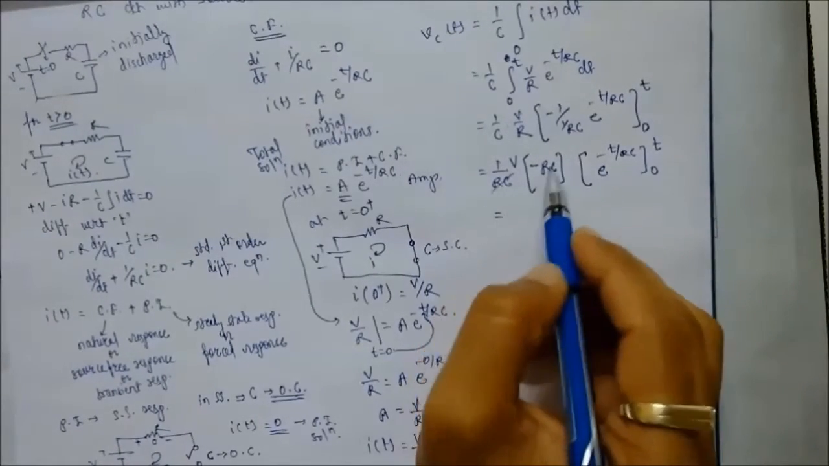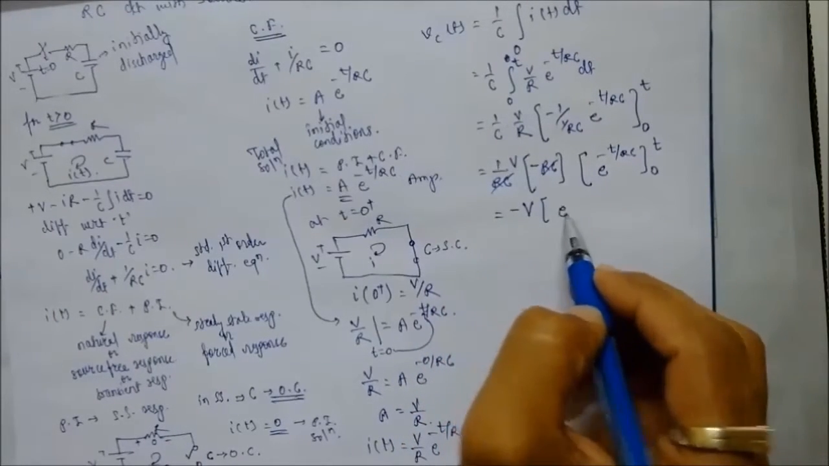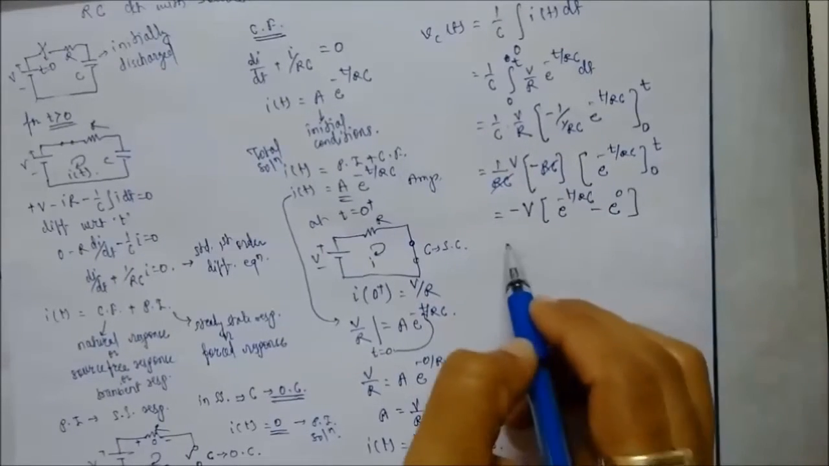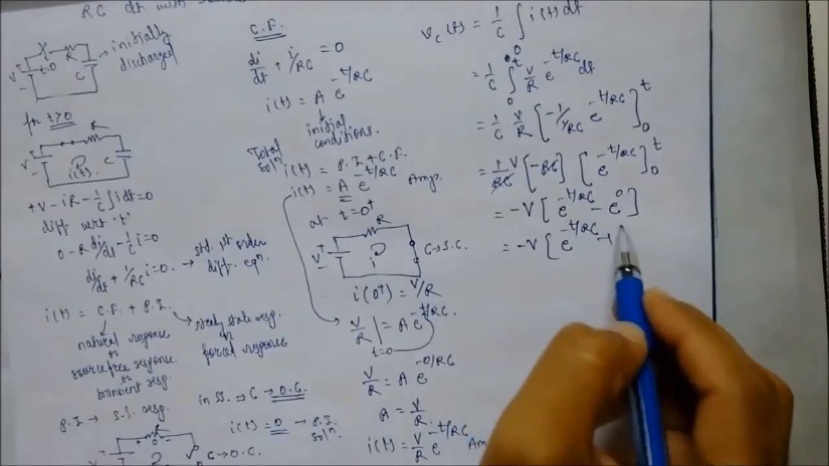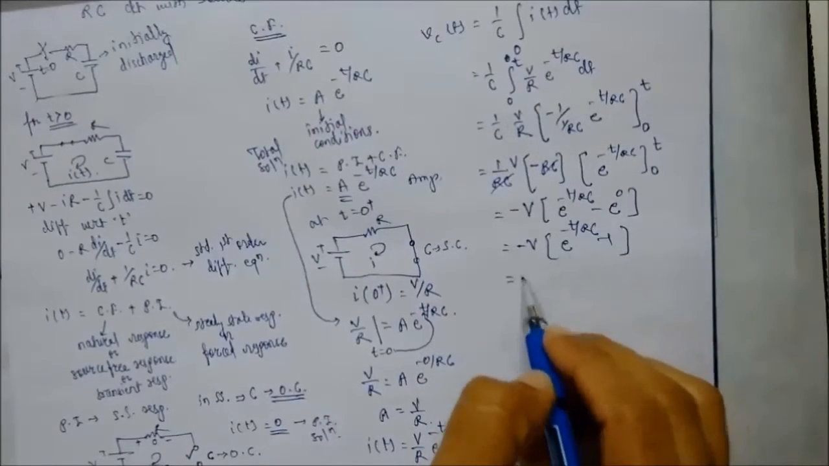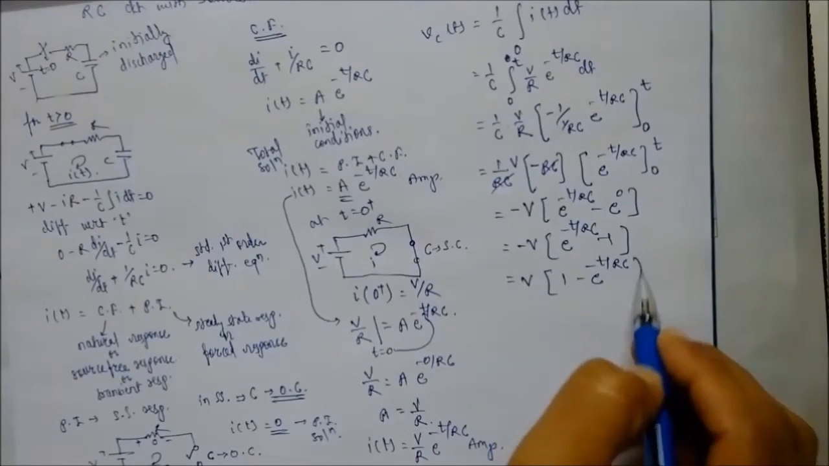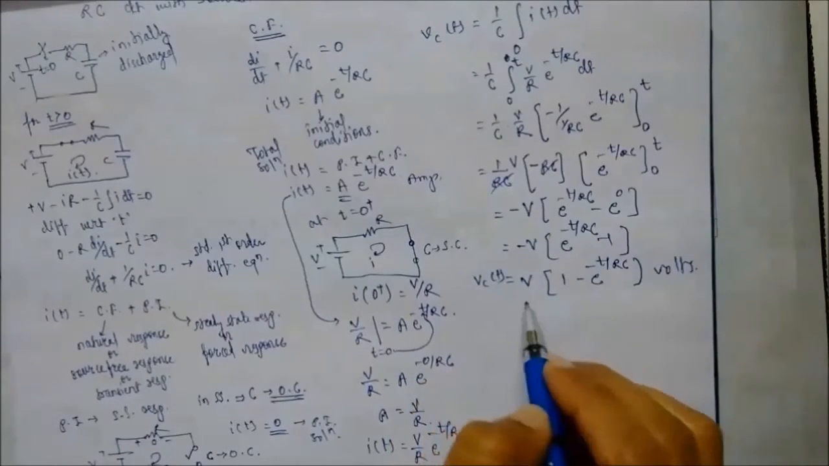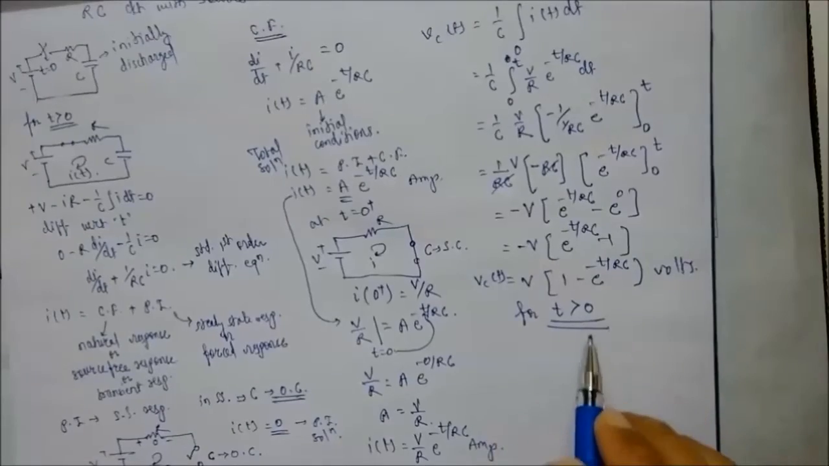That is equal to, RC will get cancelled, minus sign with V, minus V times e to the power minus t upon RC minus e to the power 0. That is equal to minus V into e to the power minus t upon RC minus 1. Rearranging the same, we'll get V times 1 minus e to the power minus t upon RC volts. This is the value of capacitor voltage for t greater than 0.